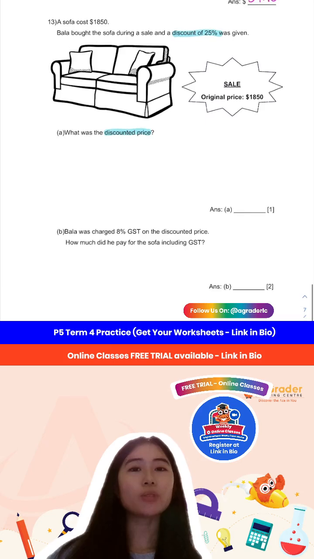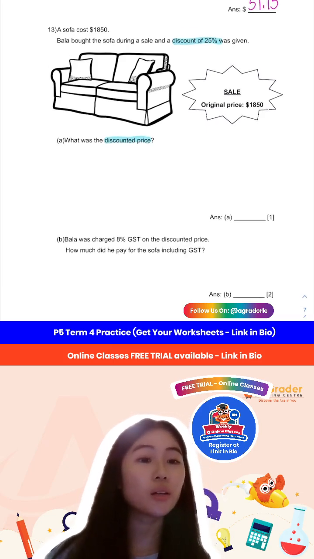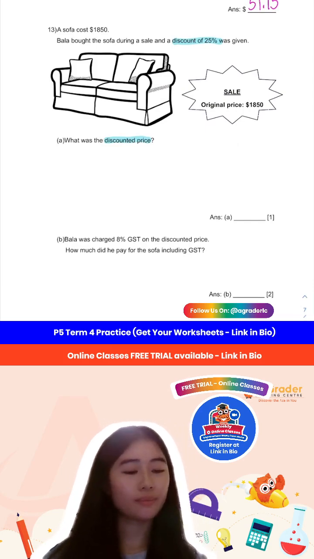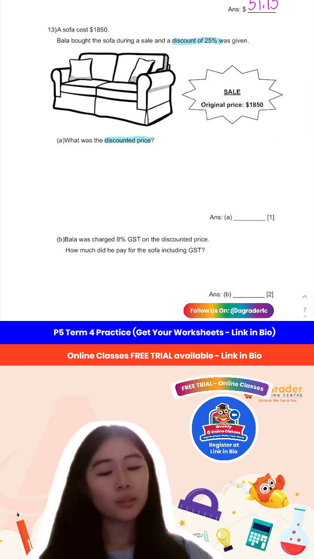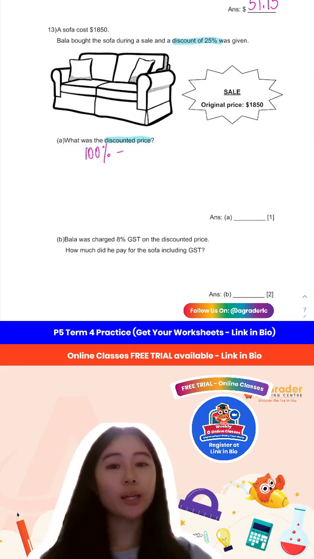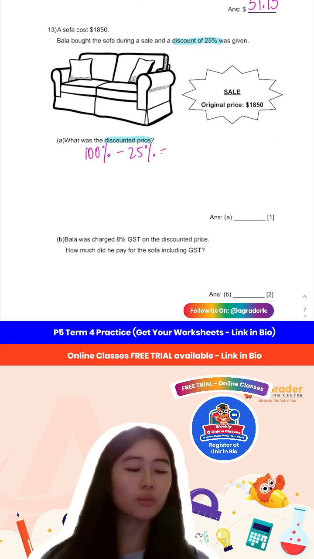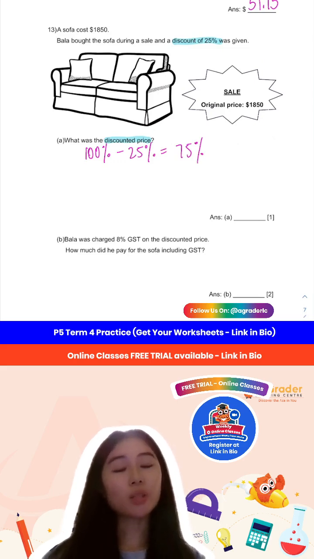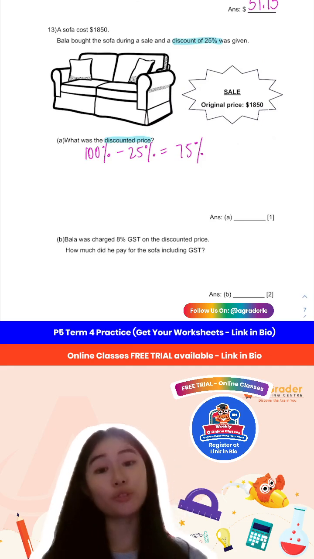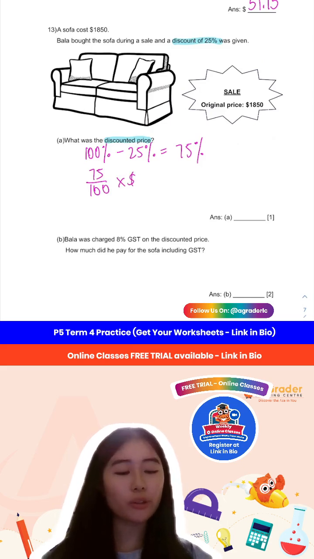Yeah, so let's go back to this question. I think most of you are done. Okay. Yeah, let's see. So discounted price means the price after the discount. The original price, you're gonna let it be 100%. Then you minus the discount. So you minus 25%, you get 75%. So the discounted price is gonna be 75% of the original. 75%, you can write it as a fraction, then you times the original price.